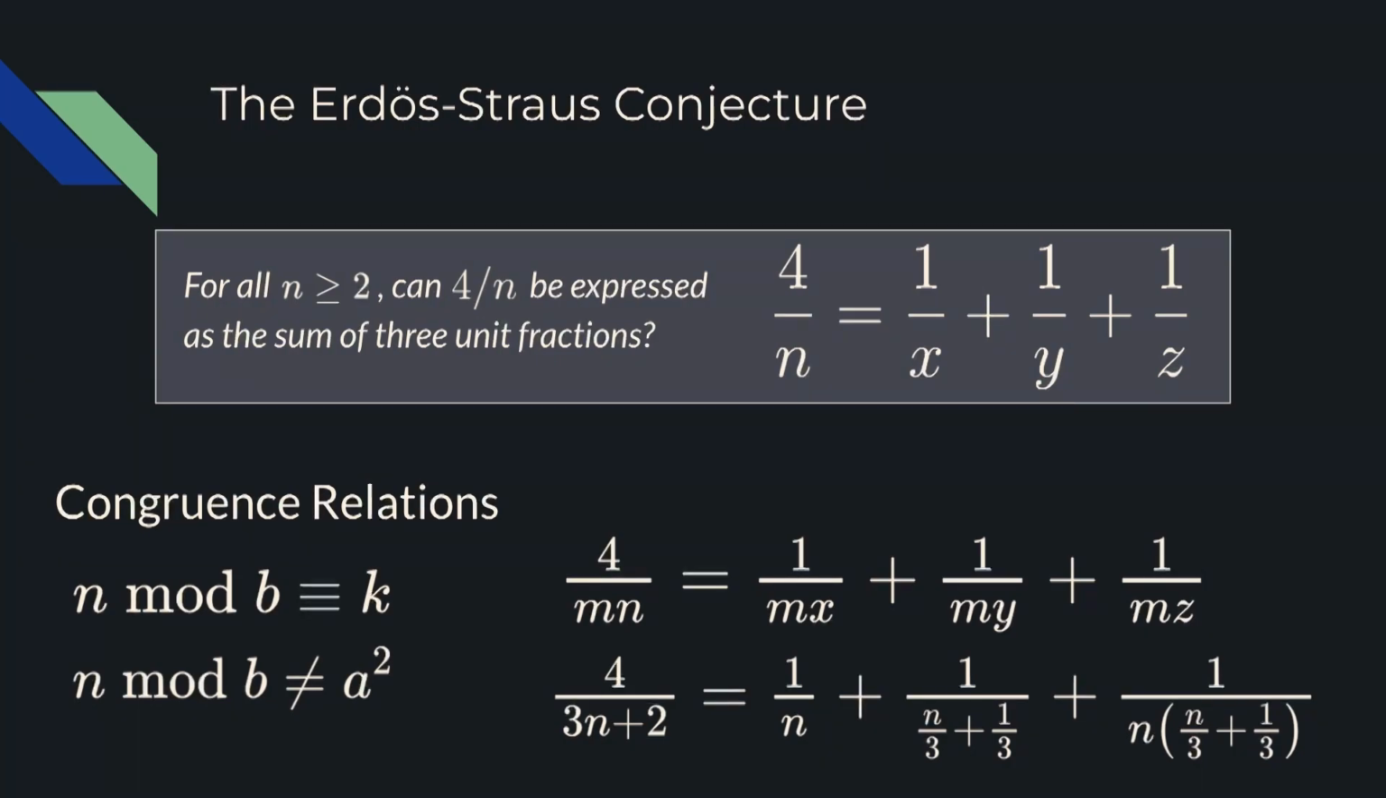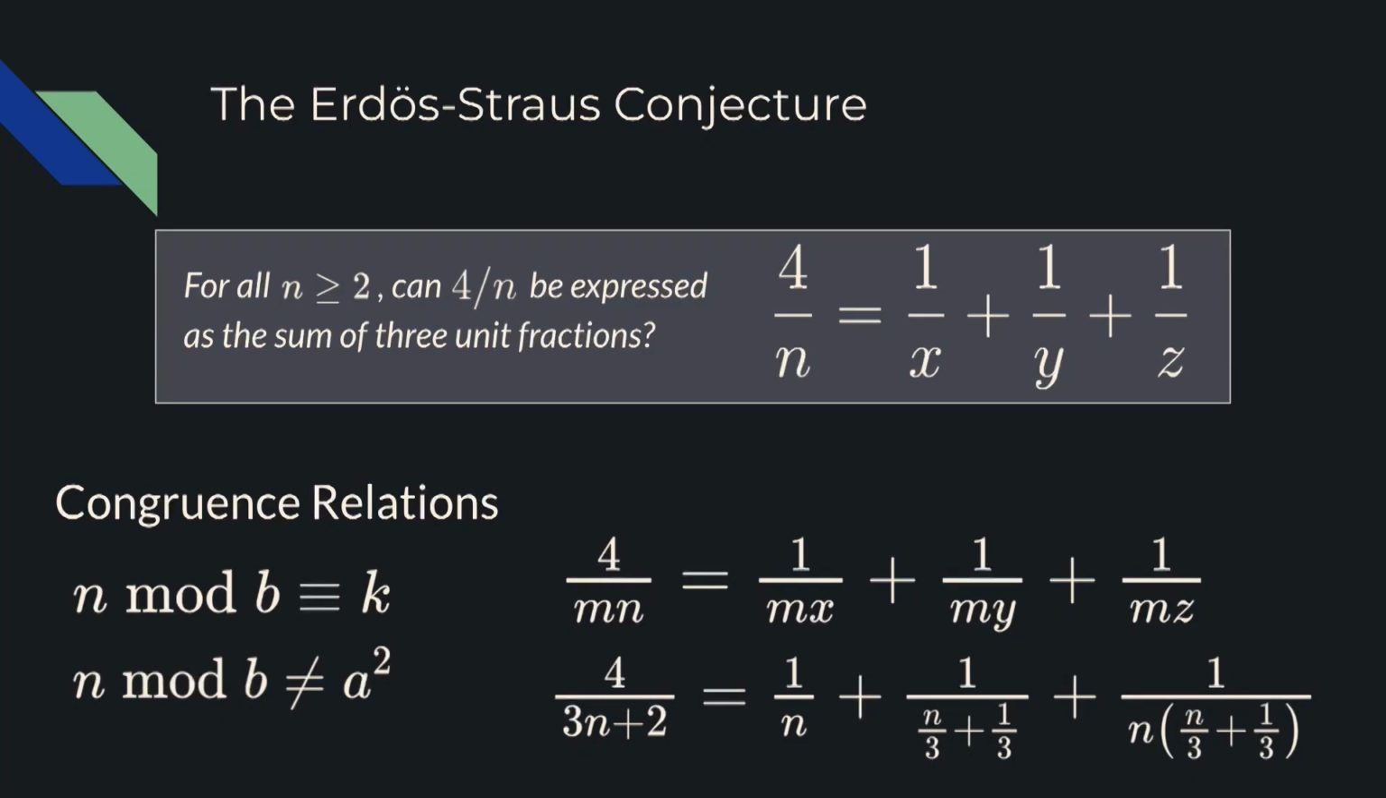There are ways to simplify the problem. For example, if 4 over n can be made from summing two unit fractions, 1 over x plus 1 over y, then it can be expanded to 3: 1 over 2x plus 1 over 2x plus 1 over y.